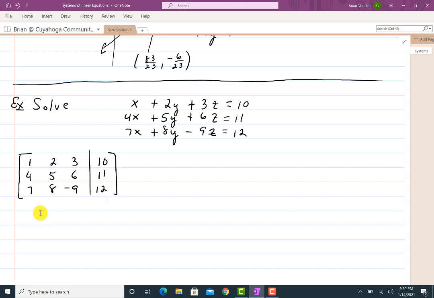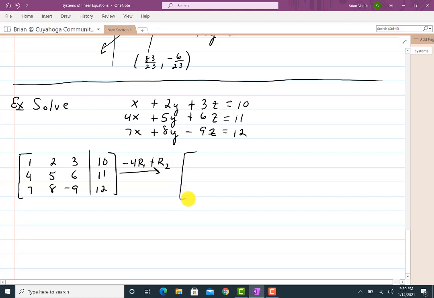What we do is start with the first column over here. I'm going to use this one to wipe out the items below it. So the way I can do that is I can take negative 4 times the first row and then add it to the second row. So I'll wipe out the 4 underneath of the 1. Let's go ahead and do that. Well, when you do this, leave row 1 alone.